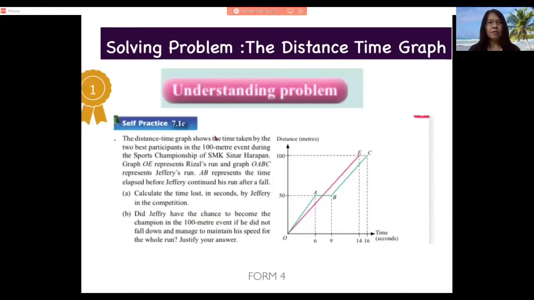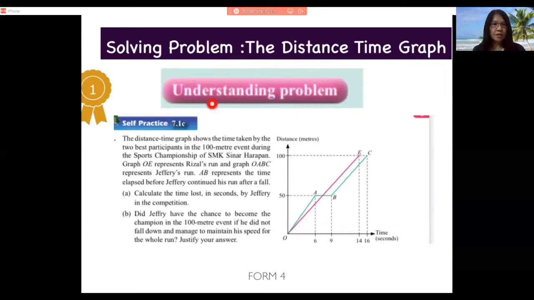Next, today our main objective is to solve the HOTS question involving the distance-time graph. If it is a HOTS question, you need to follow the steps. Don't panic. Just follow the steps. Step 1 is the most important step: you must understand the problem. So let's go through the question.